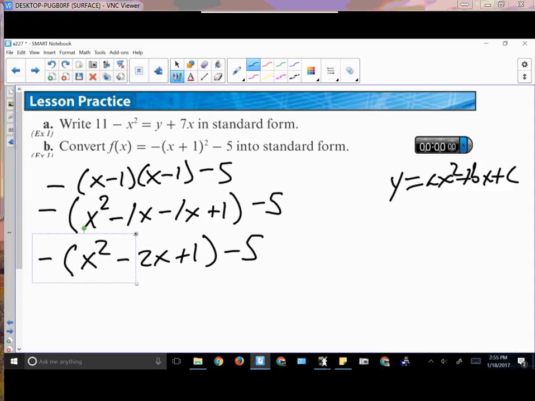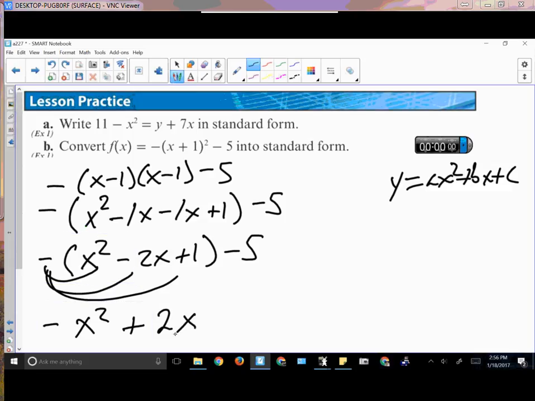Now I got to deal with that negative. So that negative goes here, here, and here. So what does that look like? Well, that looks like negative x squared plus 2x minus 1. Signs just changed. By the way, do I still got that minus 5 out there? Yeah. So when I add like terms, I'm going to end up with f of x is equal to negative x squared plus 2x minus 6. That's what that was.